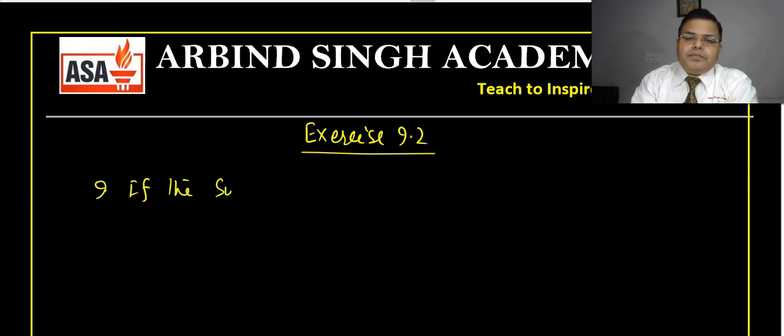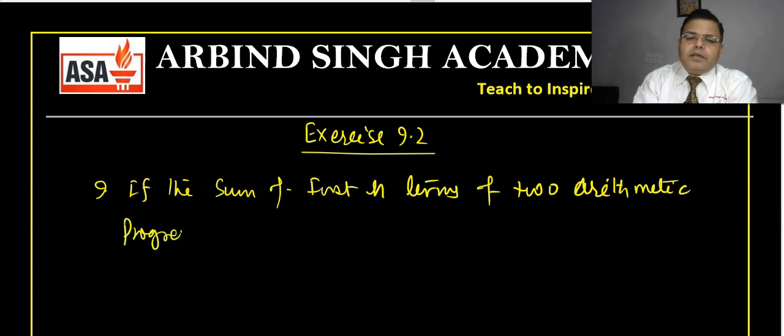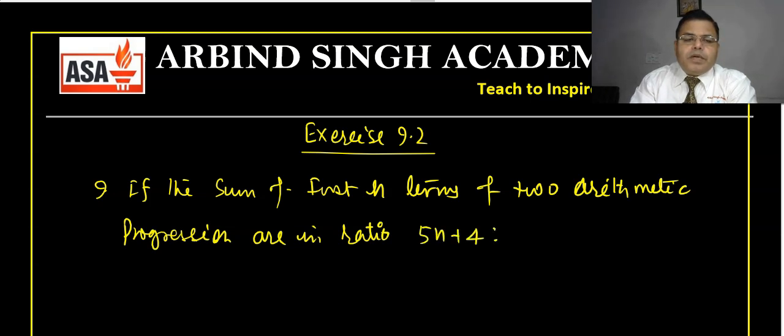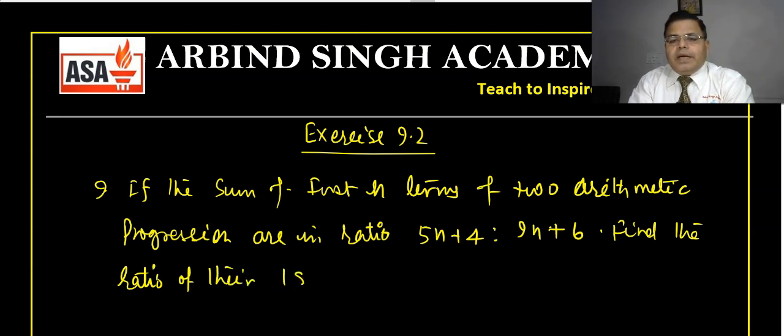If the sum of the first n terms of two arithmetic progressions are in the ratio 5n plus 4 is to 9n plus 6, find the ratio of their 18th terms. Right? This is the question.